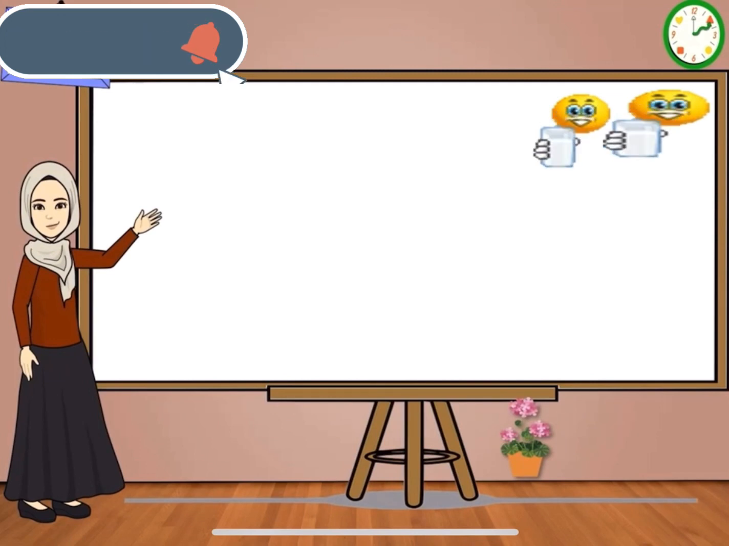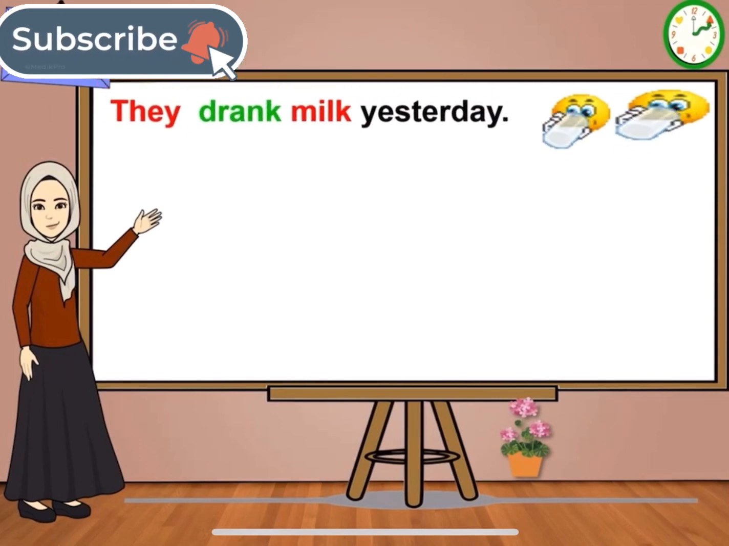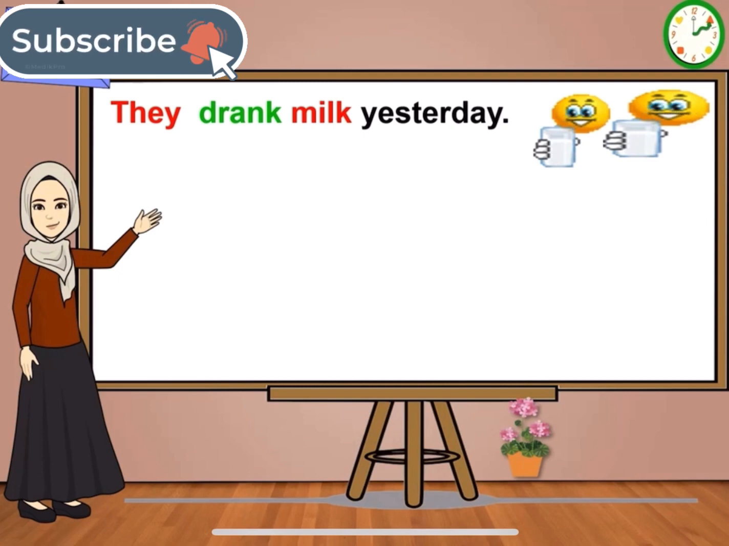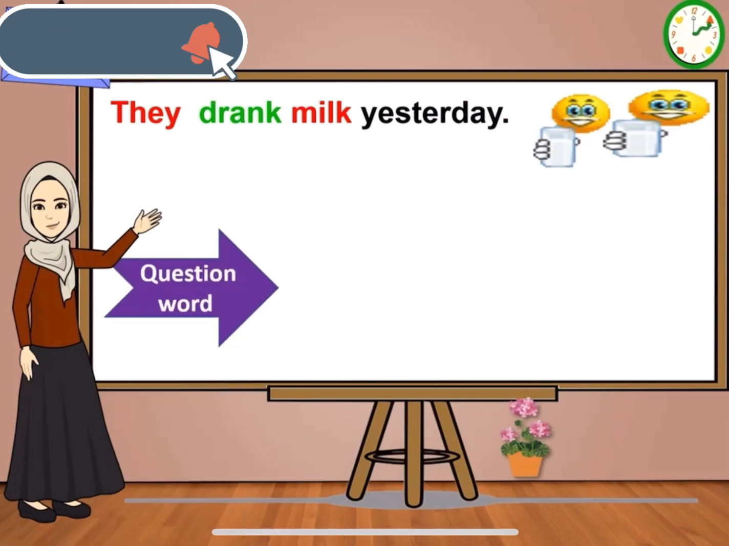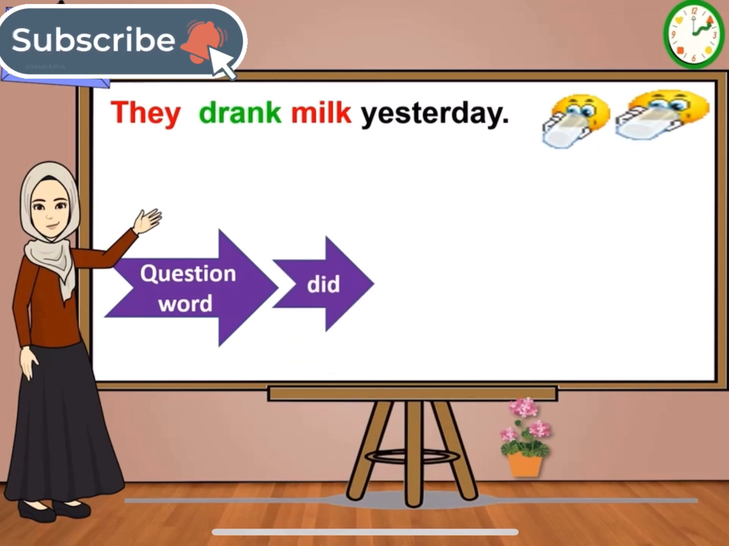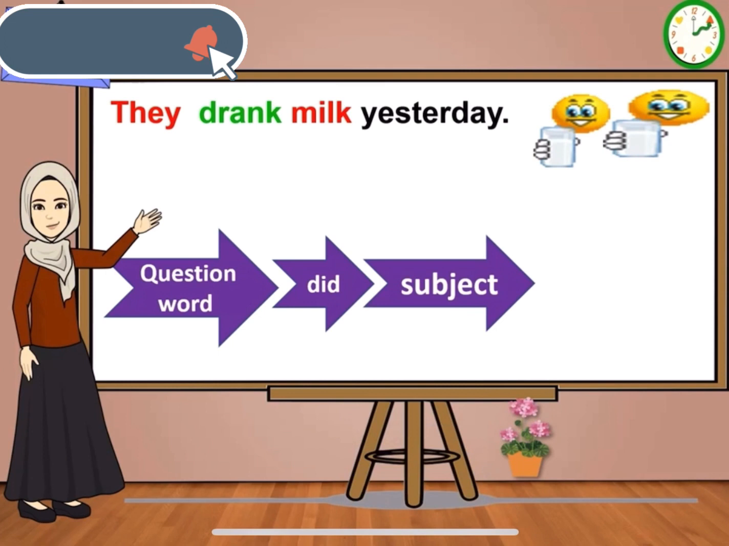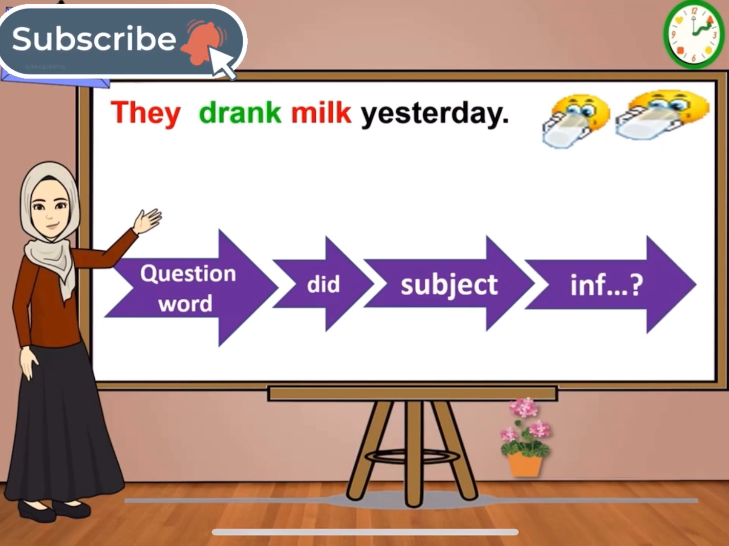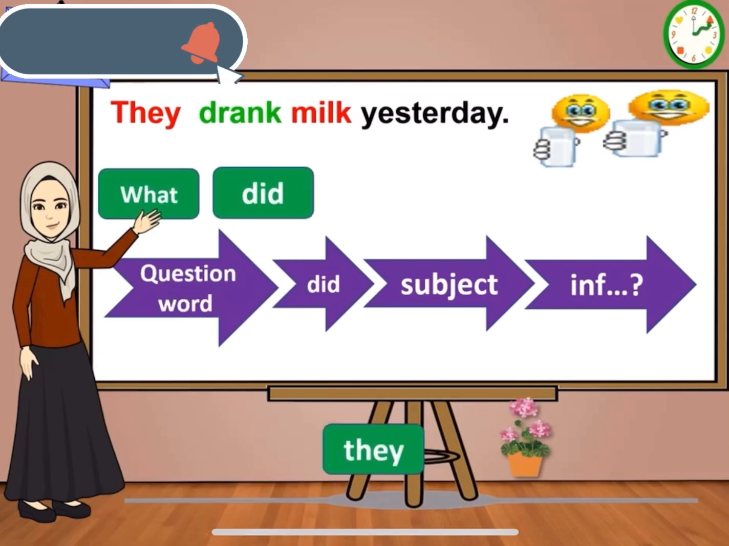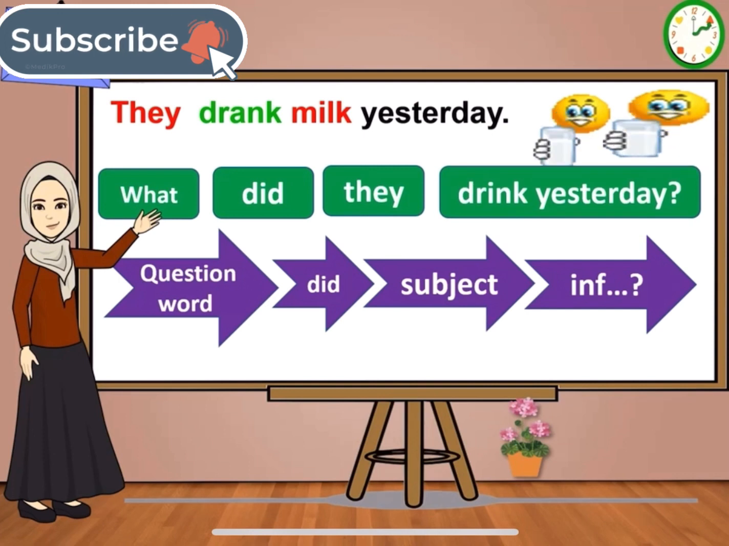Now let's focus on this example. They drank milk yesterday. Let's form a question on this sentence. How can we form a question? Let's remind you of the steps of forming a question. The first thing, we are going to start with the question word. After that, we are going to write did, then the subject, and finally the infinitive. So our question will be like the following. What did they drink yesterday?